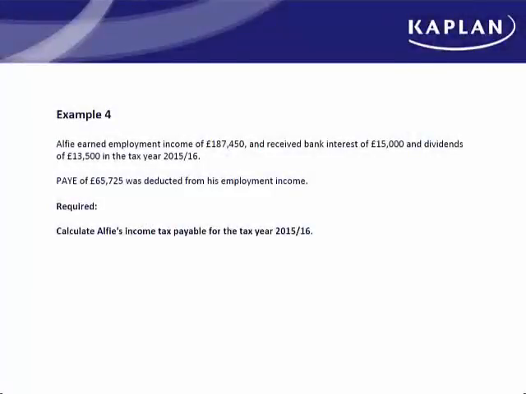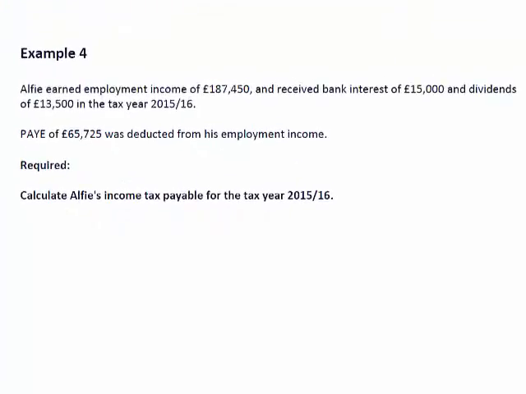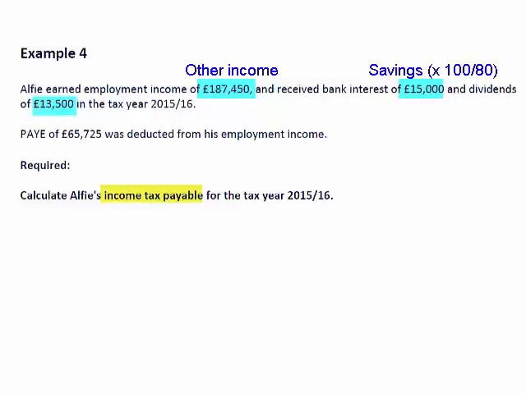We're now going to work example 4. In this example, we're again asked for income tax payable, and we have employment income, which is other income, of 187,450, bank interest, which is savings, of 15,000, and that will need to be grossed up by 100 over 80 as it's the amount received, and dividend income of 13,500, which will need to be grossed up by 100 over 90. We have PAYE that's been deducted from the employment income.